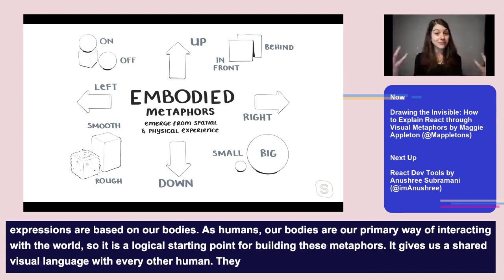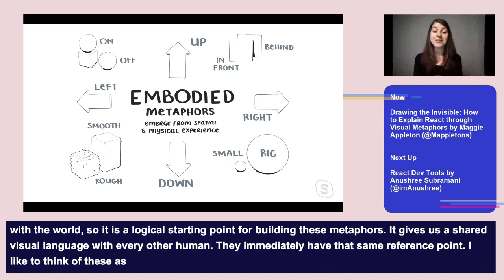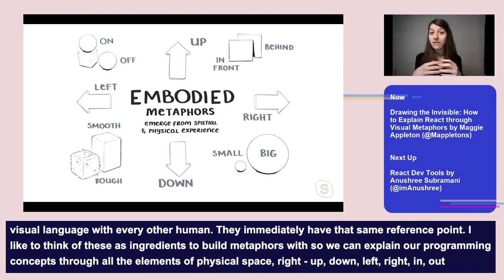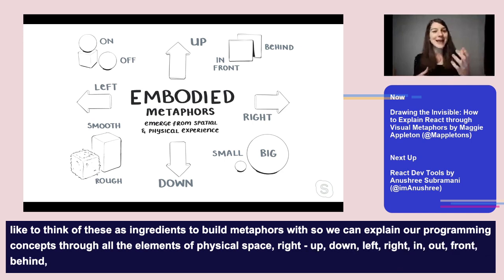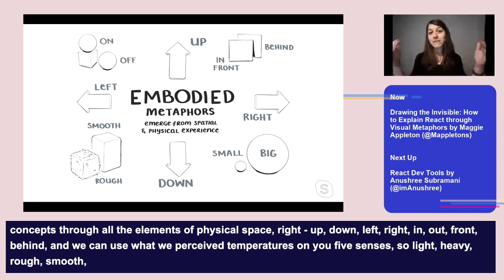I like to think of these as ingredients to build metaphors with, so we can explain our programming concepts through all the elements of physical space, right? Up, down, left, right, in, out, front, behind. And we can also use what we perceive through our 5 senses. So light, heavy, rough, smooth, warm, cold, big, small. And then we're able to build more complex metaphors off of this base.